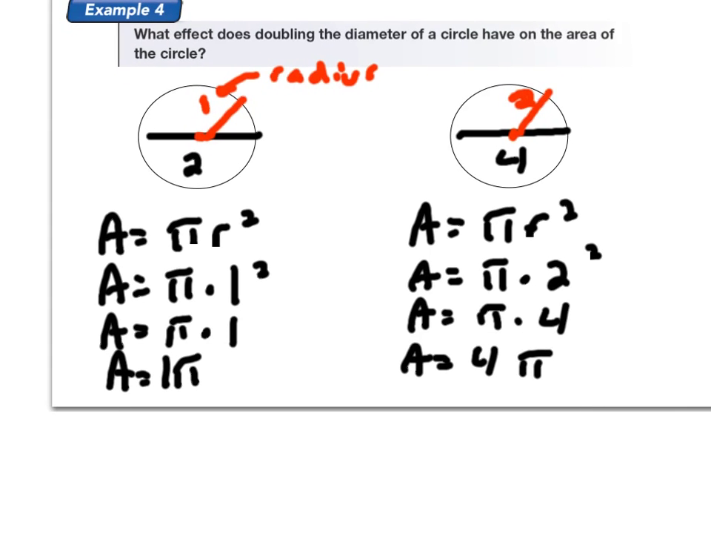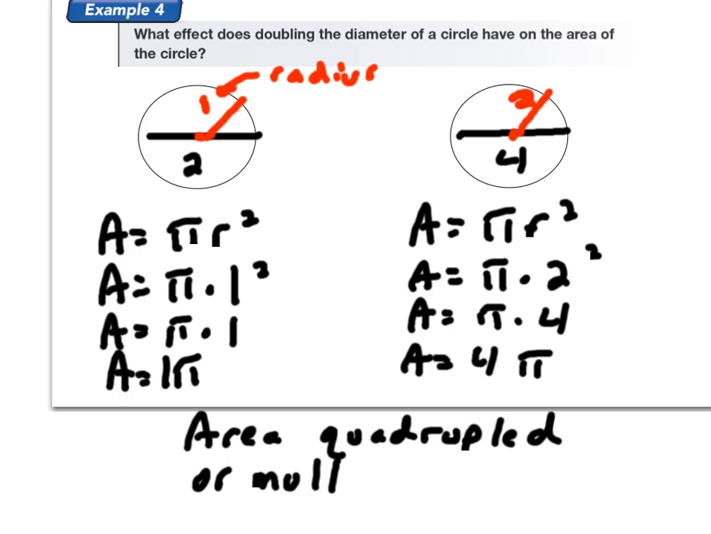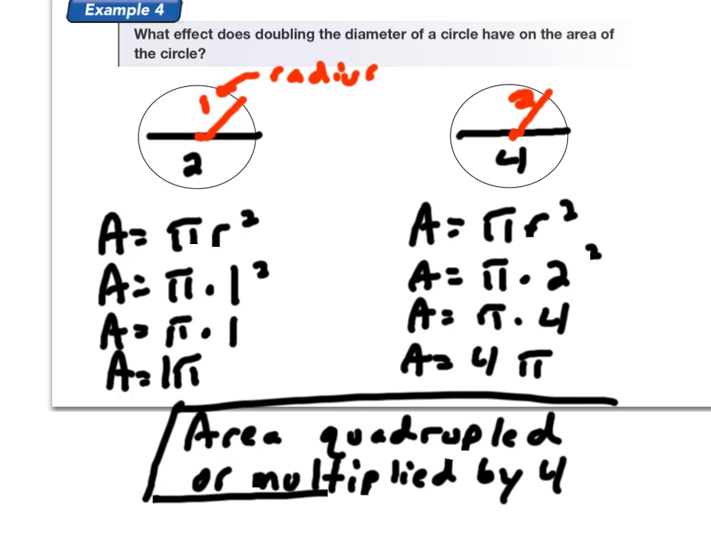Okay? Well, what happened? When we doubled the diameter, look what happened to our areas. We went from 1 pi to 4 pi. So it multiplied by 4, or quadrupled. So we can say that the area quadrupled, or if we don't know that word, multiplied by 4. So quadrupled means the same thing as multiplied by 4. When we double the diameter of the circle, our area quadruples.